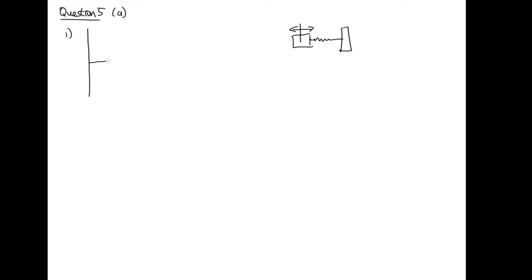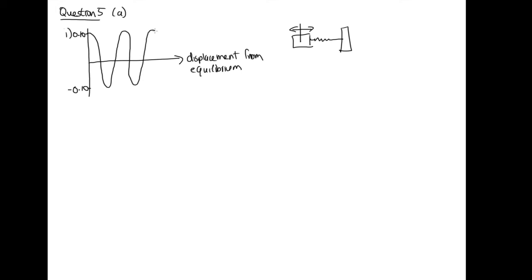So we can draw our displacement time graph here. So this is displacement from equilibrium. Now it starts at 0.10 meters, and so it's going to go back down to minus 0.10 meters, and we're told that at t equals 0 it's at this displacement. So it's going to start up here and then move sinusoidally up and down like this.